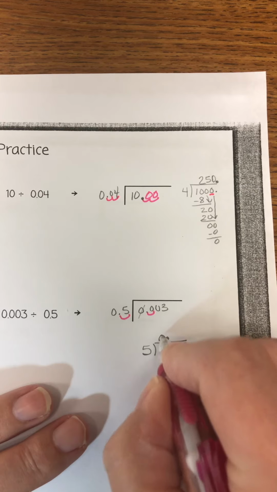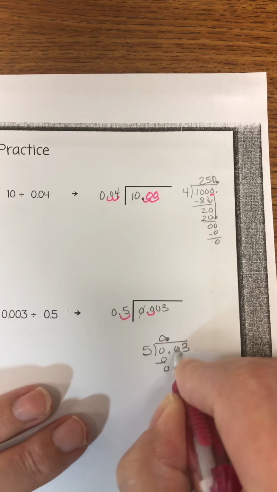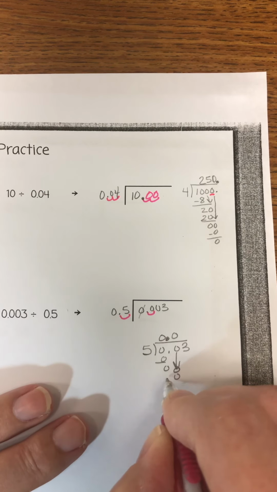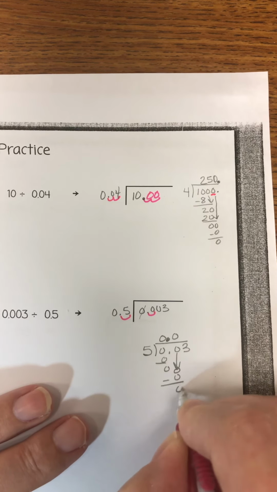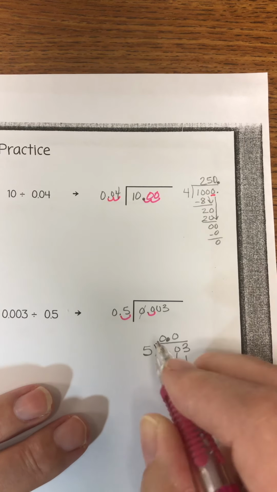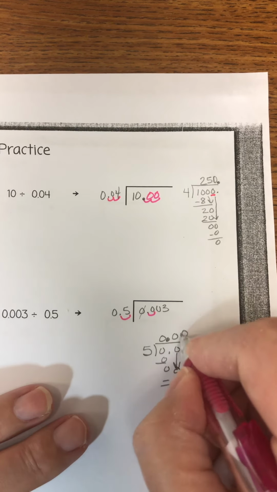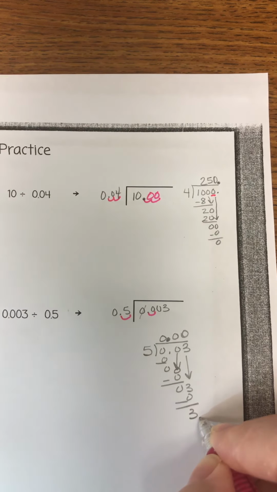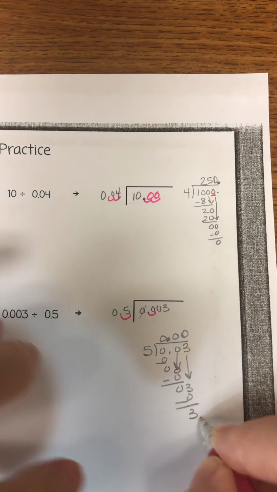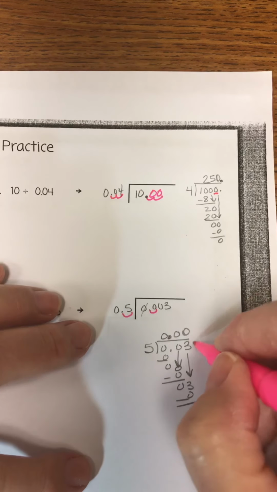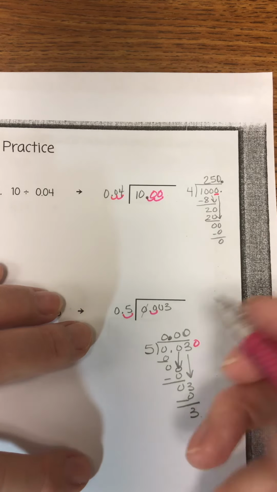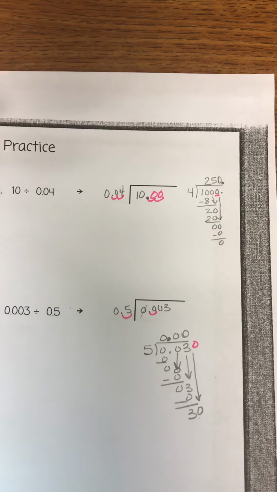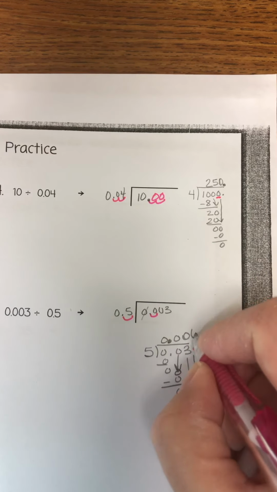So 5 will go into 0, 0. Bring down that guy. 5 will go into 0 again. 0. Bring down that 3. How many times will 5 go into 3? 0. Now, we've got a remainder. Can't have remainders when we divide decimals. So what we're going to need to do is add a 0 back here, because we can add zeros. And now we've got 30, and 5 can go into 30 6 times.